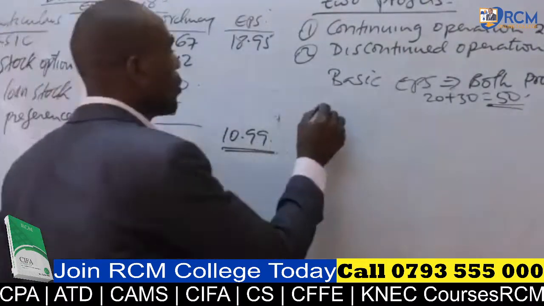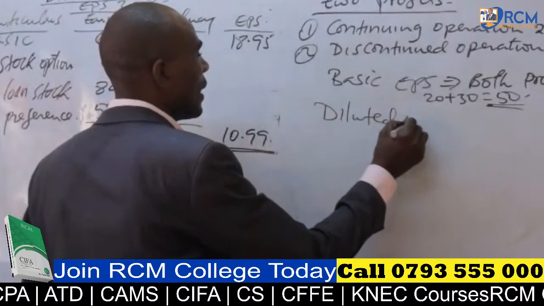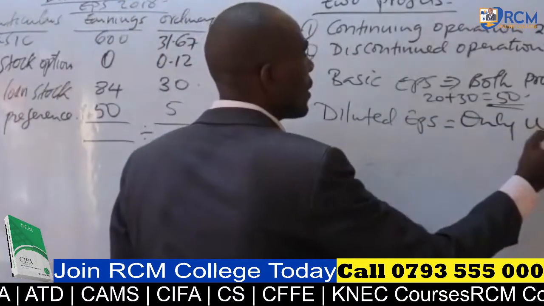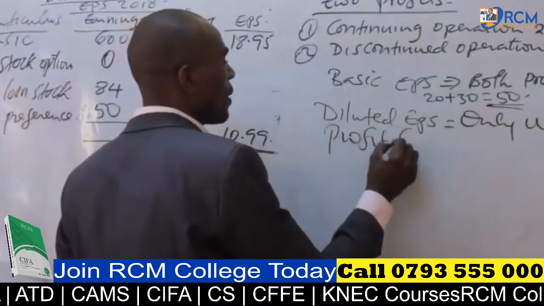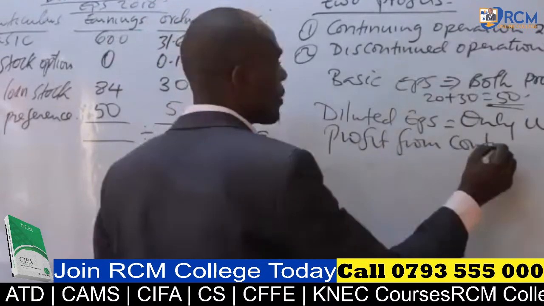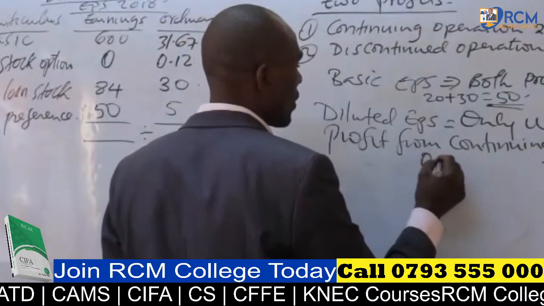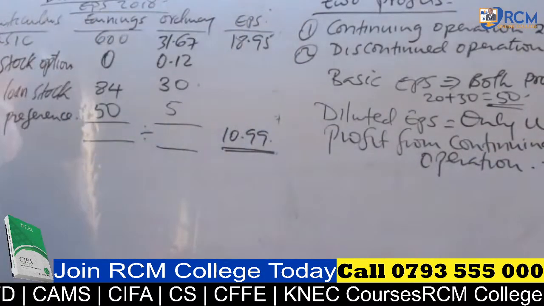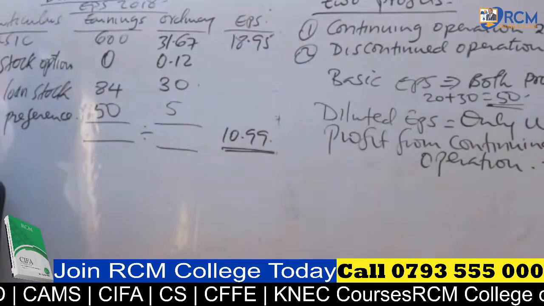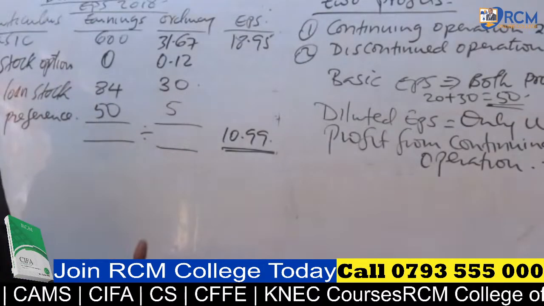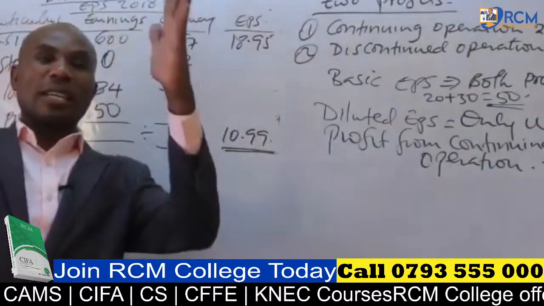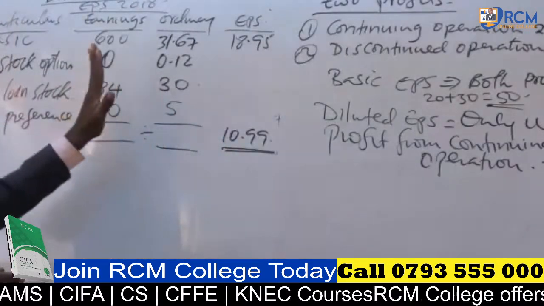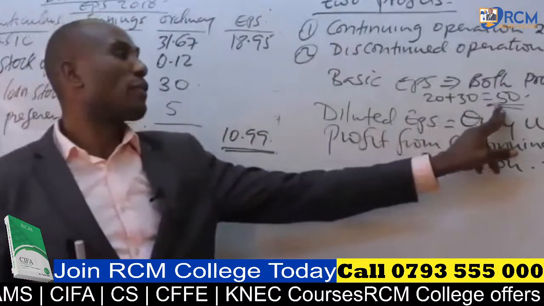But if I go to diluted EPS, I will only use profit from continuing operation. That is very important. Sometimes the examiner will give you two profits. He gives you the profit of the continuing operation and the profit of the discontinued operation in the same year. Therefore, in that case, when I'm computing basic EPS, I will use 50.